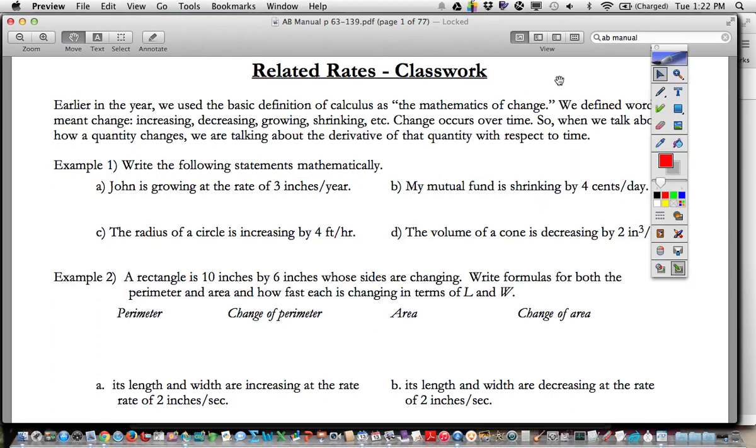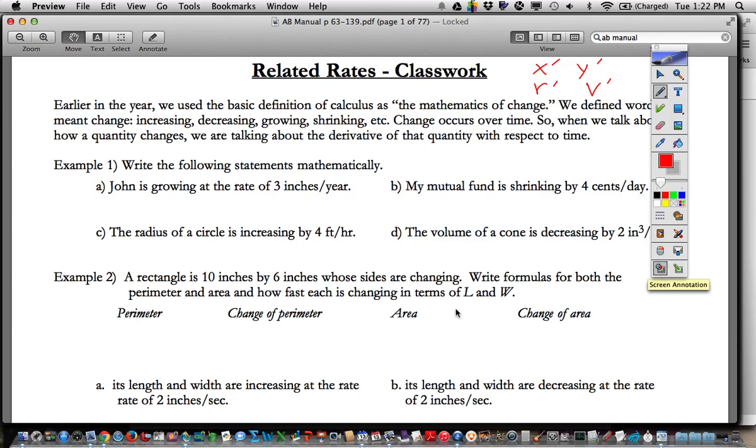There will be a lot of x primes and y primes and r primes and v primes and those kinds of things. In other words, dx/dt, dy/dt, dr/dt, with respect to time. And there will be some implicit differentiation. We will not have to get formulas in terms of just one variable to do our derivatives. So from that standpoint, it's actually easier to do.